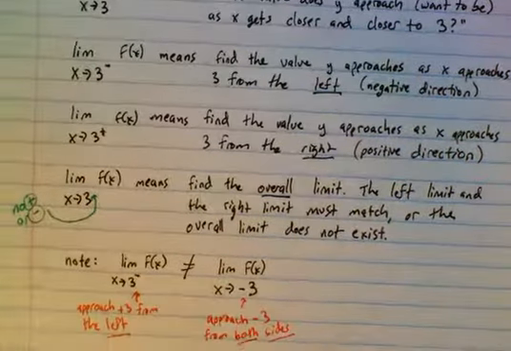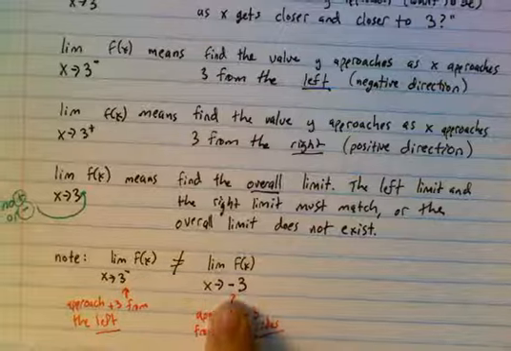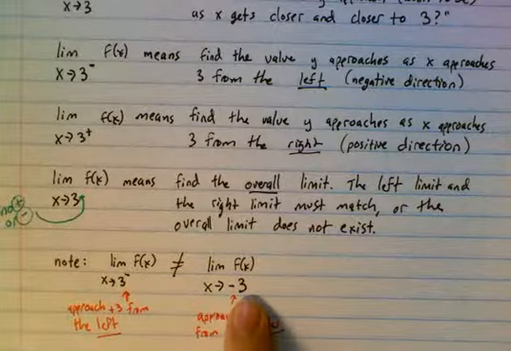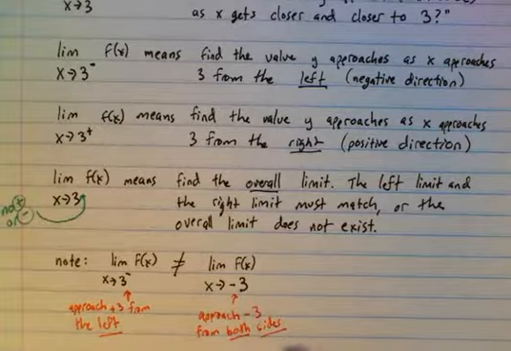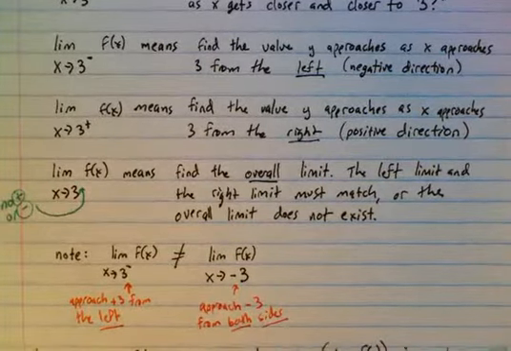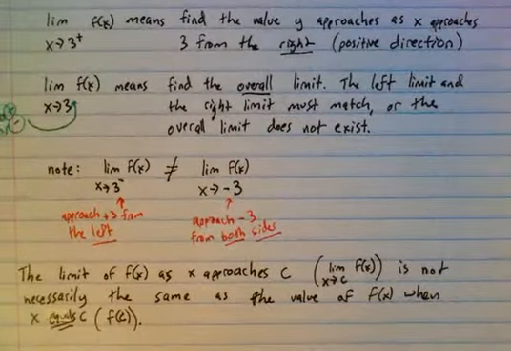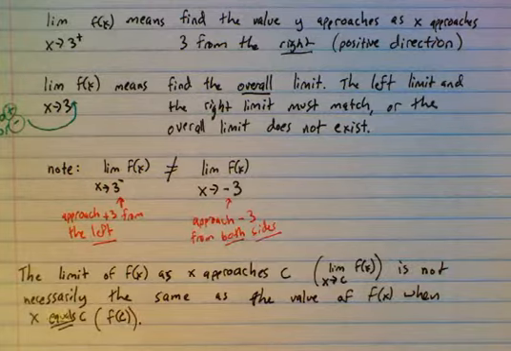One very important note: 3 to the negative does not equal negative 3. This is saying we're approaching positive 3 from the left. This is saying we're approaching negative 3 from both sides. It's also the case that the limit of f of x as x approaches c, so that's written like this, is not necessarily the same as the value of f of x when x equals c. That would be called f of c.